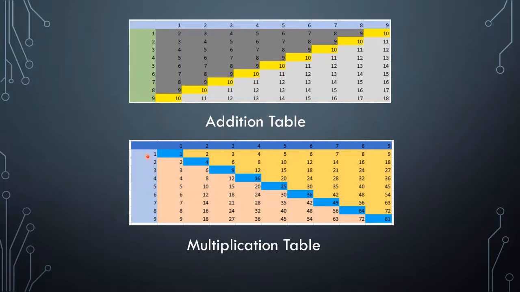So here we have 1 times 1 will be 1, 2 times 2 will be 4, 3 times 3 will be 9, 4 times 4 will be 16, 5 times 5 is 25, 6 times 6 is 36, 7 times 7 is 49, 8 times 8 is 64, and 9 times 9 is 81. So that's what you call the squares of the numbers.